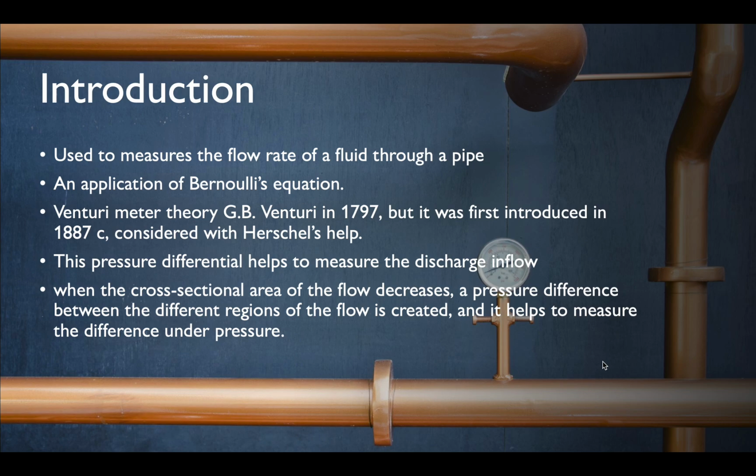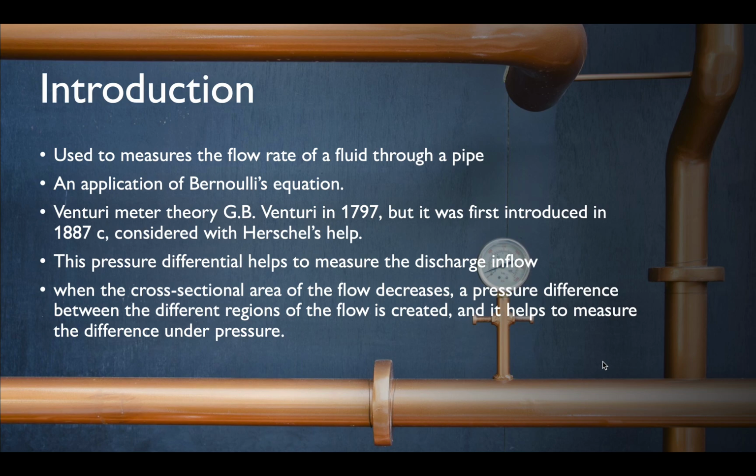This theory states that when the cross-sectional area of the flow decreases, a pressure difference is created between the different regions of the flow, and it helps to measure the difference in pressure. This pressure differential helps to measure the discharge flow rate.